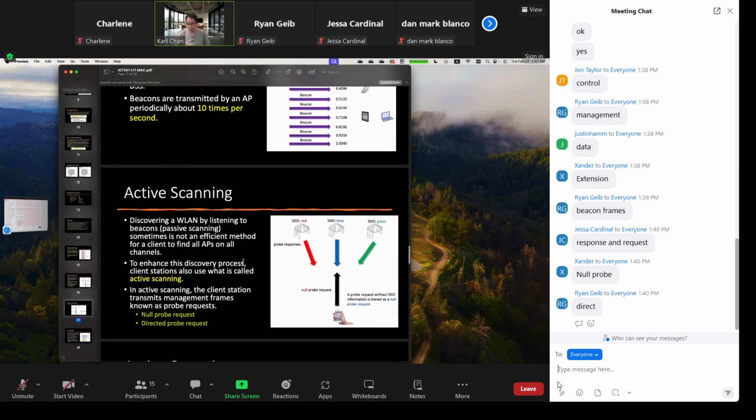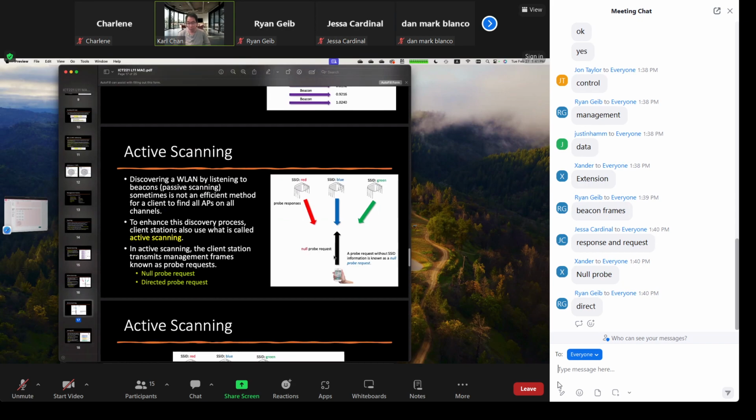The first one is the null probe request. The clients actively send out this null probe request to the air, which is a broadcast. While all the AP stations hear this probe request, they will send back the probe response to the client. Null means I don't know what SSID I would like to associate, but I would like to look for any SSID available for me. So this is how a null probe request works.